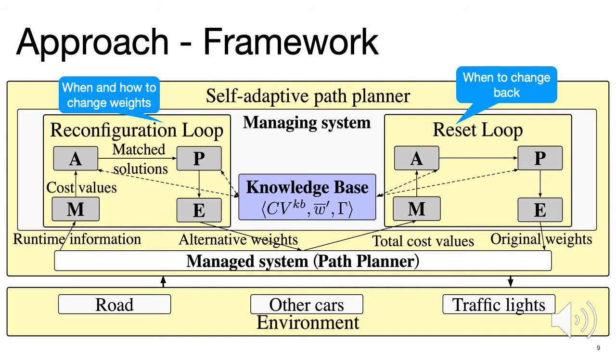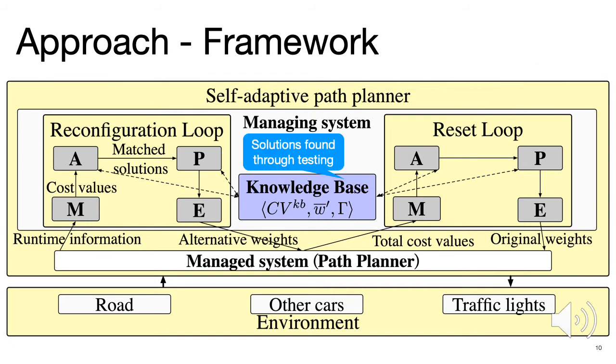We can see that there are two MAPE loops and a shared knowledge base in the managing system. The reconfiguration loop decides when and how to change the original weights. Then the reset loop decides when to change back to the original weights. And then there is the shared knowledge base, which stores all the solutions found through testing.